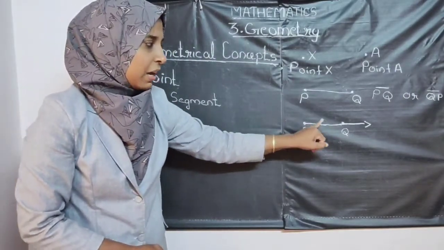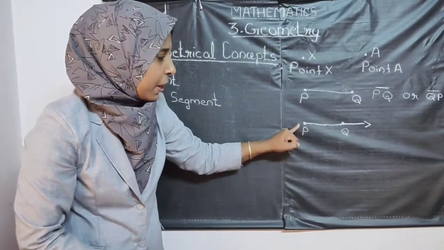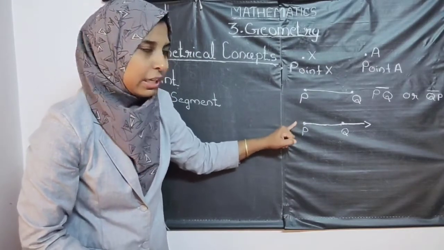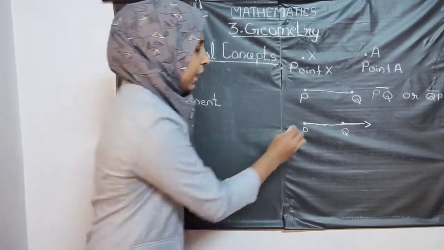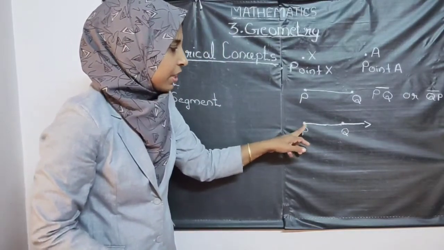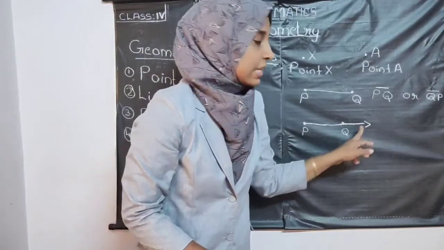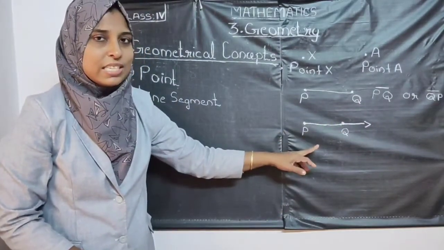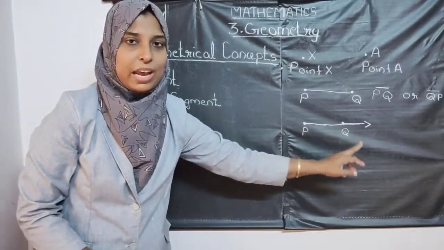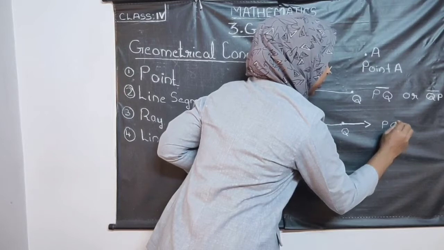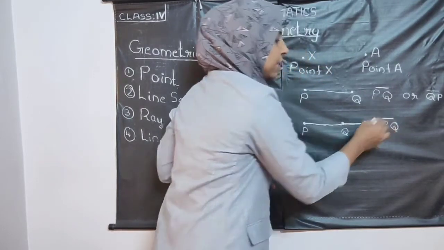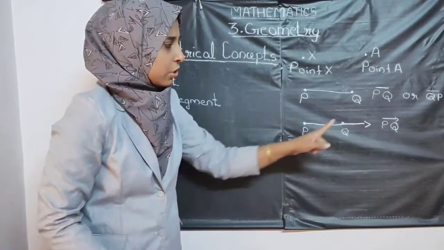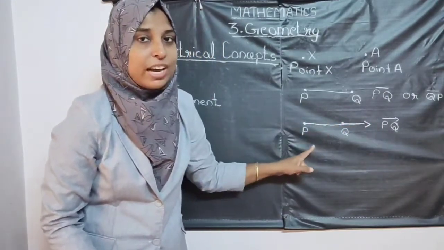It has a starting point. Look here, children. P is the starting point. The starting point we can call the initial point. From this we can extend it indefinitely, only in one direction. So this is a ray, ray PQ. And how can we denote it? Ray PQ: over PQ, one straight line, and on one side we put an arrow. This is ray PQ. Here P is the starting point, and P is called the initial point.